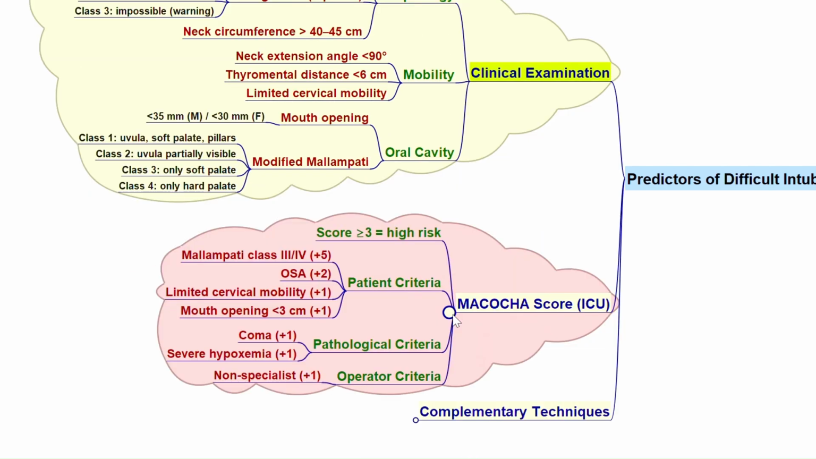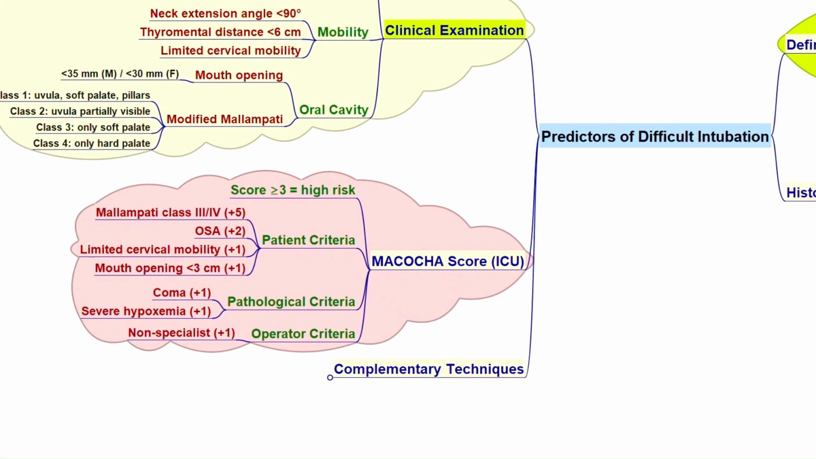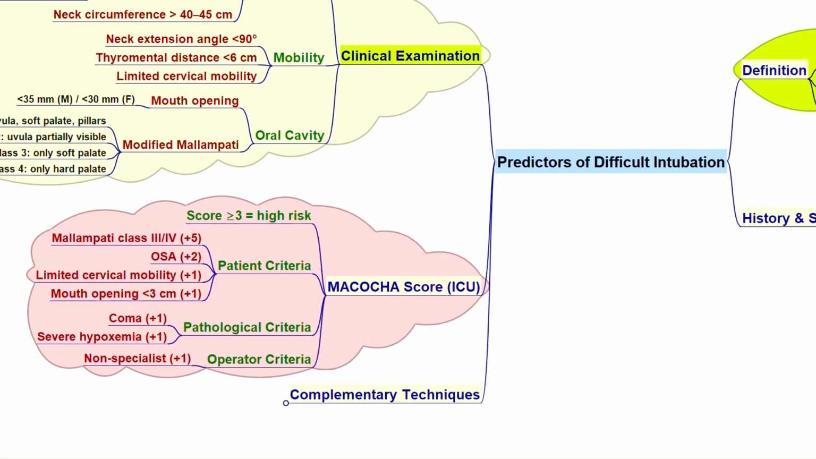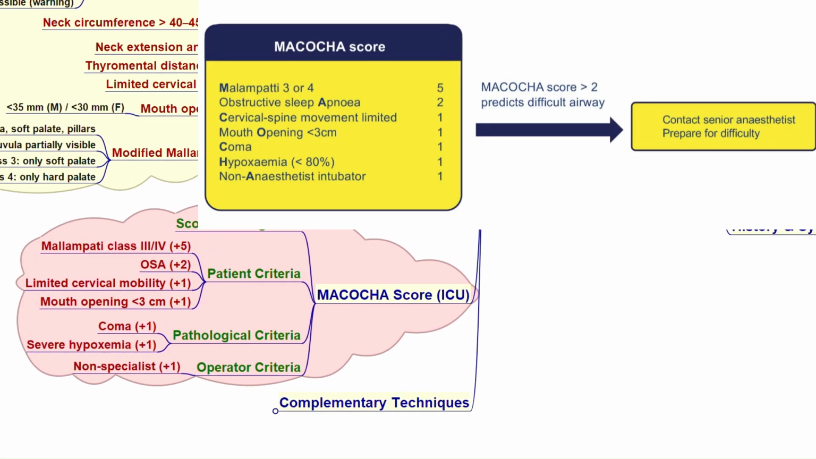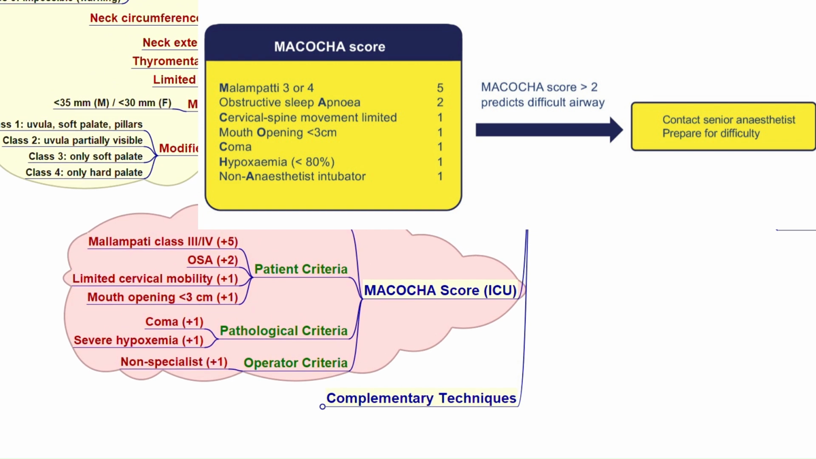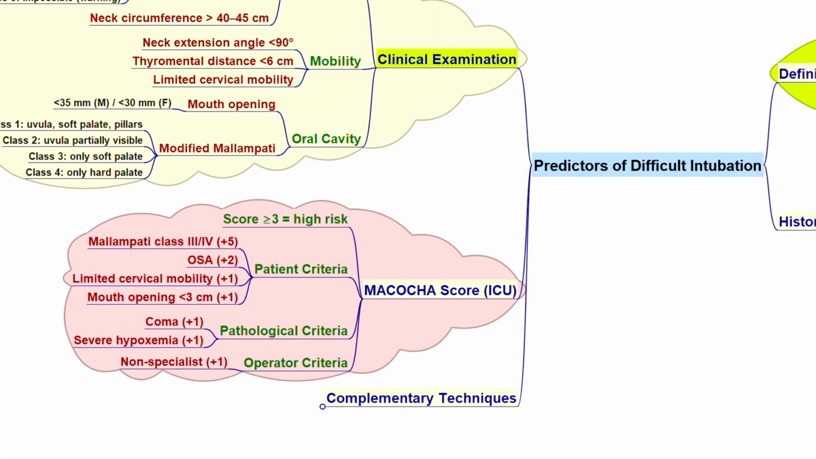In intensive care, a different score is used called the MACOCHA score. So it's a scoring system. There are criteria scored as 5: mainly Mallampati classes 3 and 4. Obstructive sleep apnea syndrome, 2 points. The others are scored 1 point: cervical mobility, limited mouth opening, coma, hypoxemia, and the presence of inexperienced operators.